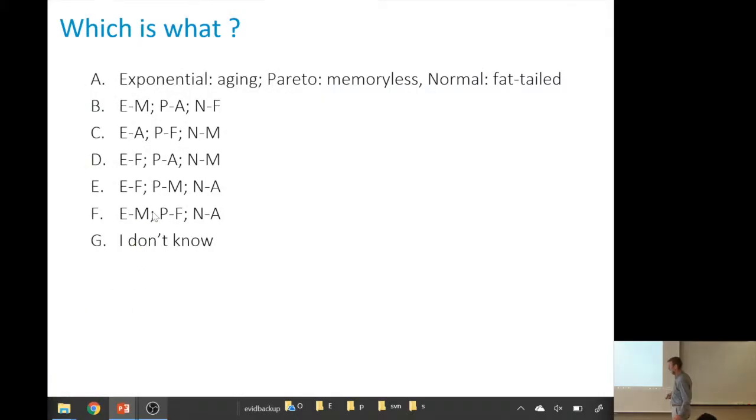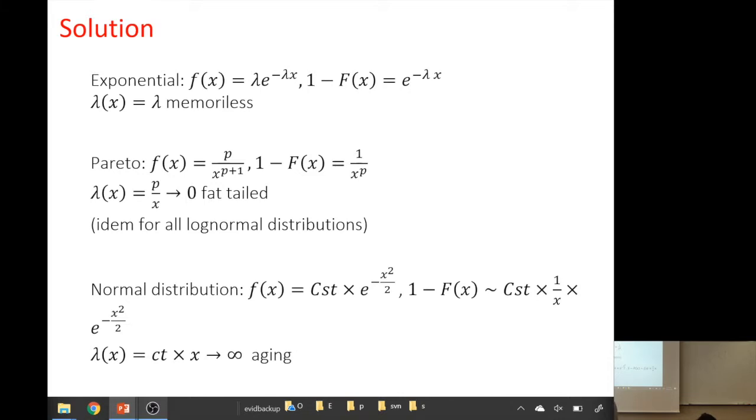And the majority says F, which is correct. Let's see why. The exponential we discussed, we know that it is memoryless. We can verify it. The PDF is given by this. 1 minus the CDF is given by that. So the ratio is lambda, which is the rate of the exponential, which is more or less expected.